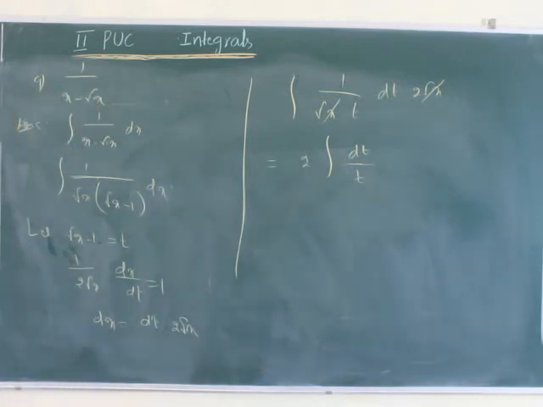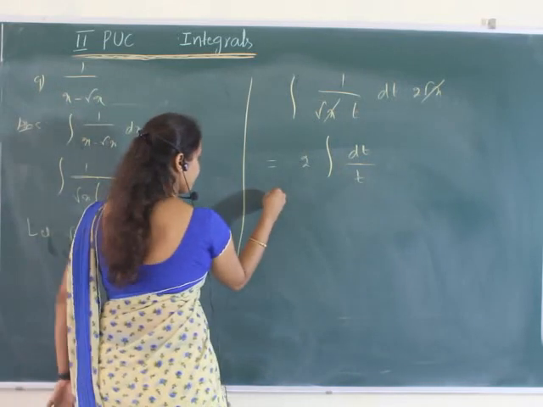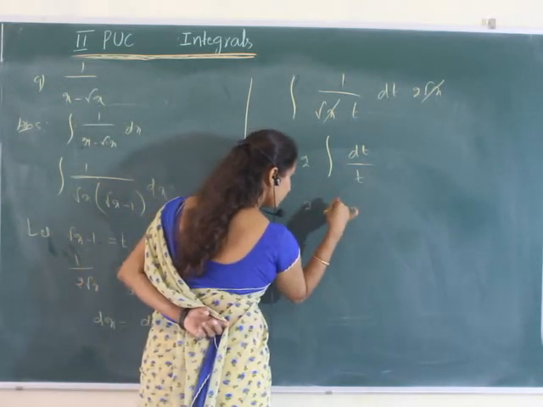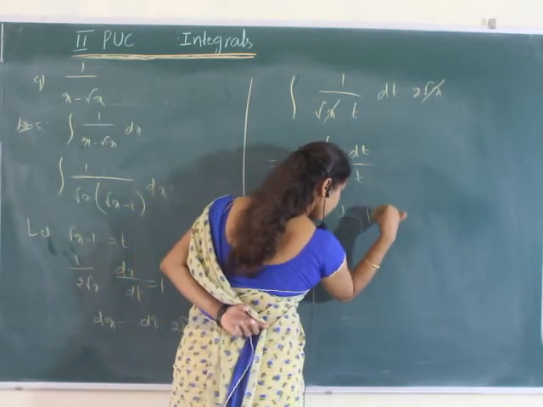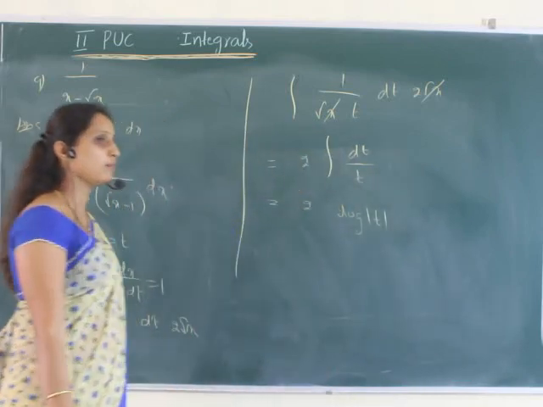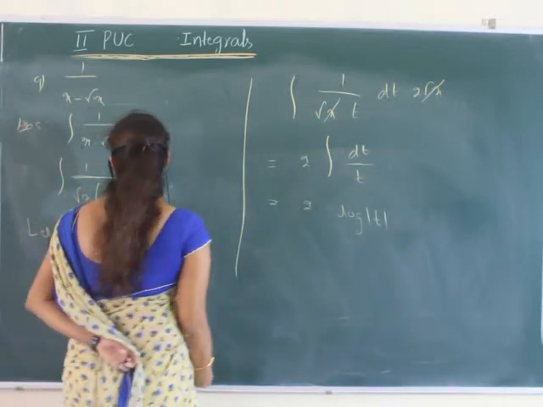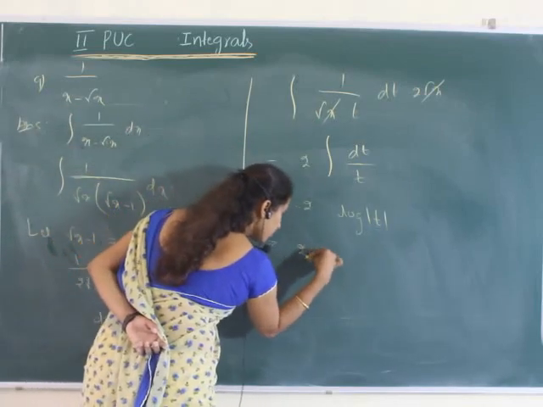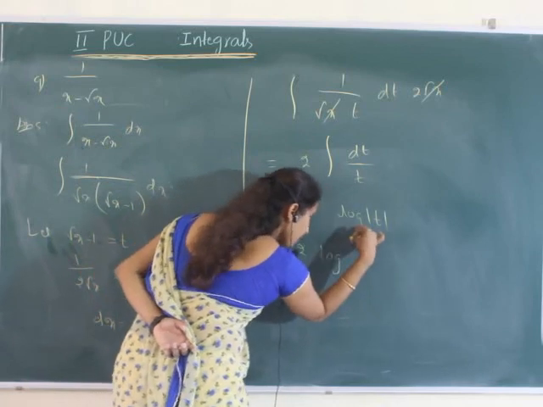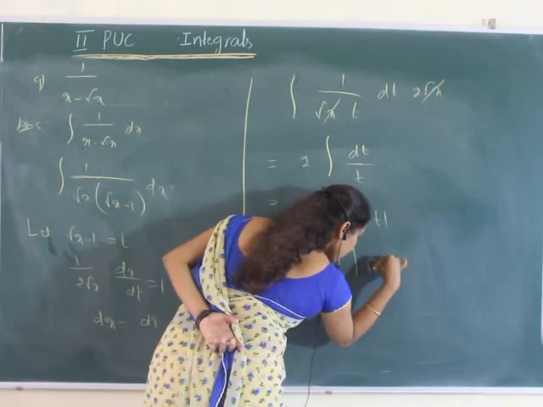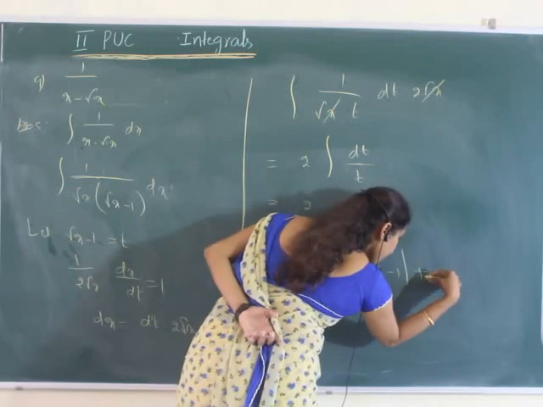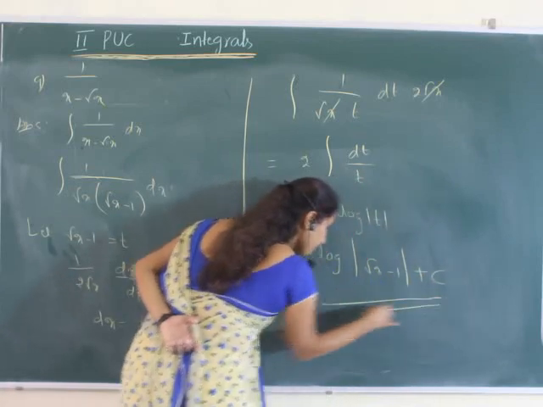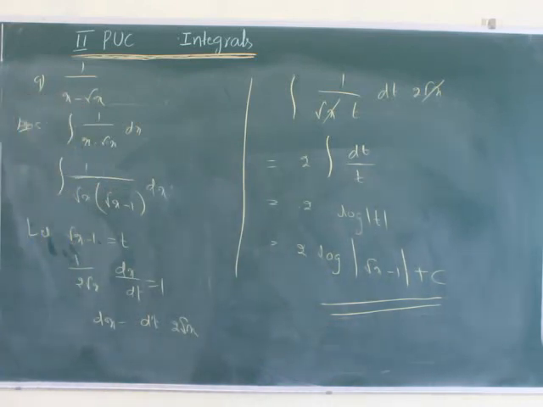Integral of 1 by t is log mod t, so 2 into log mod t. So this will be equal to, since we have taken t as root x minus 1, 2 into log mod root x minus 1 plus c.